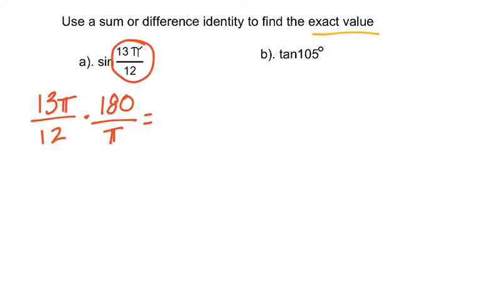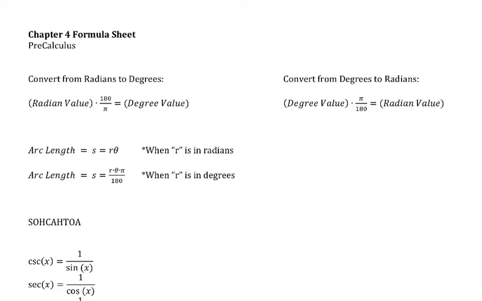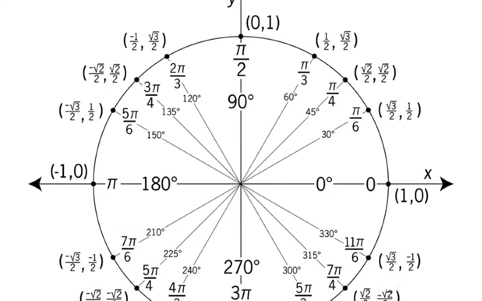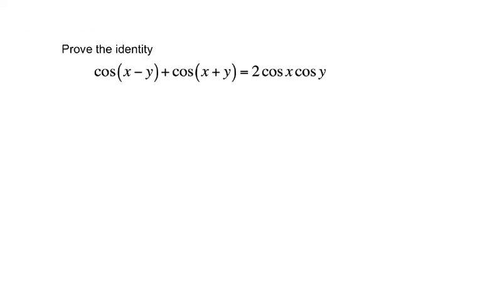So let's see, 13 pi times 180 and then divided by 12. So this is 195 degrees. So the idea here is that we're going to find something on a unit circle that will combine to be 195. So if we go to the unit circle here, 195 is going to come from 150 and 45 added together.